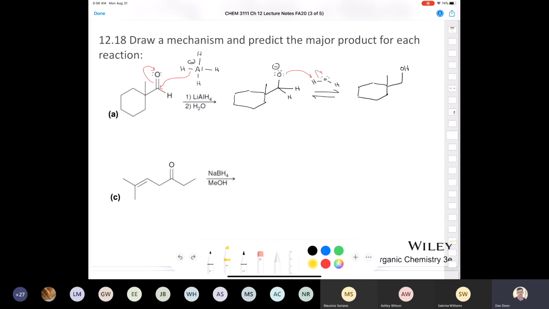Okay, well, that covers section 12.4. I'm going to let you guys try the next one, which is just a sodium borohydride reduction. So you would start by drawing the Lewis structure of the borohydride.